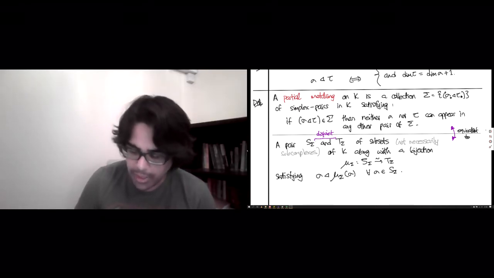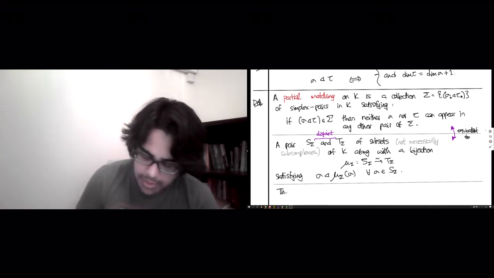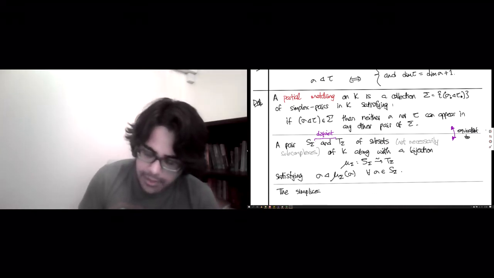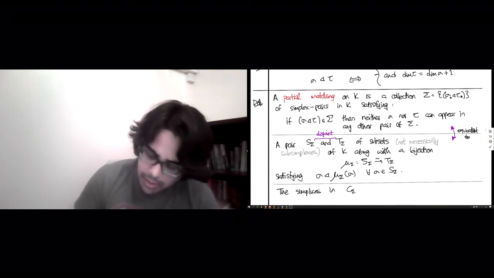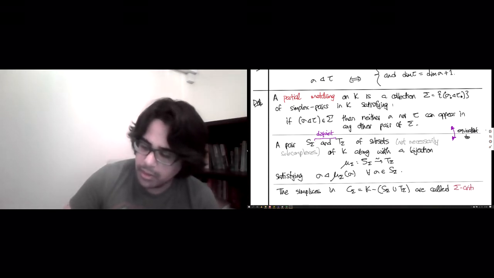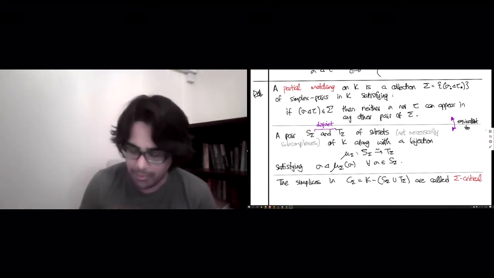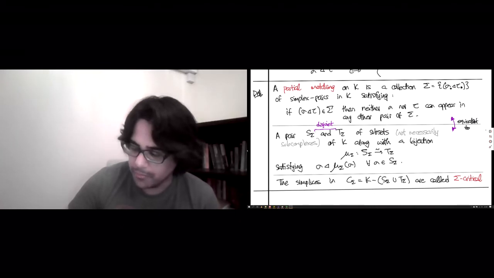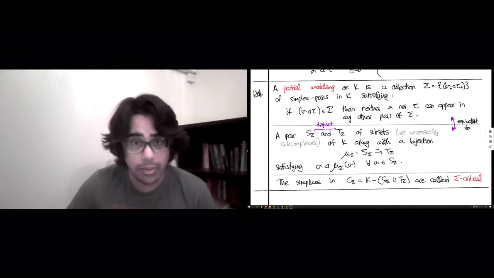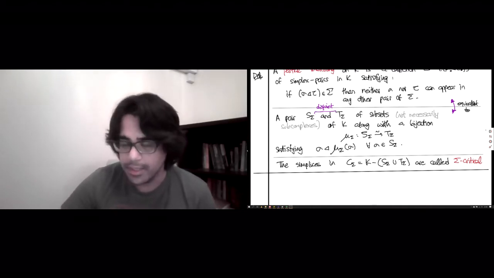The things that don't get touched by sigma are called critical. So the simplices in, let's give them a name, let's say C for critical, K minus the pairs, S sigma union T sigma, are called sigma critical. And somehow these will be the most important ones. We spent all our time talking about the pairing, but it's the unpaired simplices that are going to play the crucial role here. Okay, before we go on with the consequences of this definition or any other related matters, I think we should see an example.